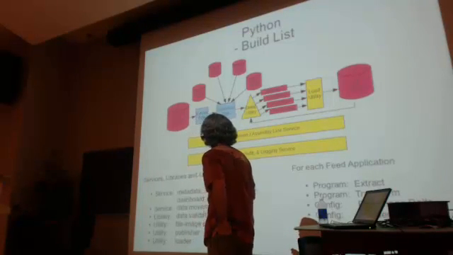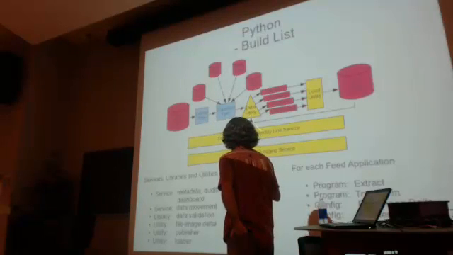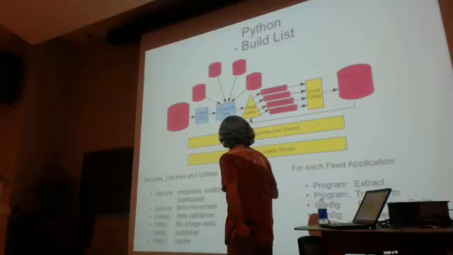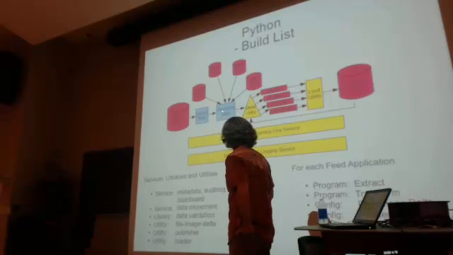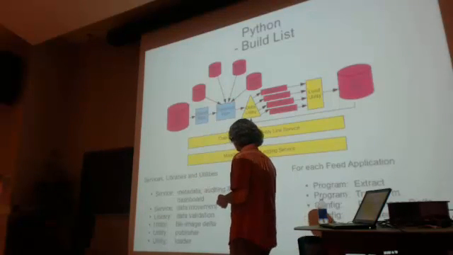Okay, we have an extract program and a transform. And then we have a couple of utilities. I have to write these utilities. They have to be written one time, but then I can reuse them. After that, it's the extract and transform I have to rewrite for every single feed.